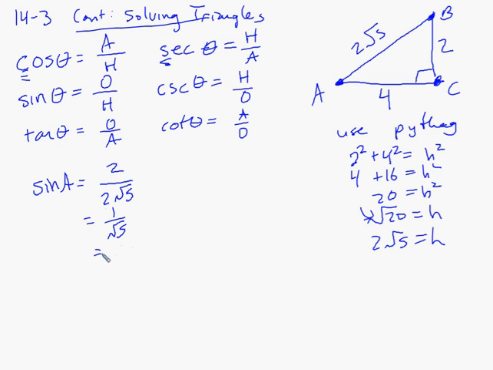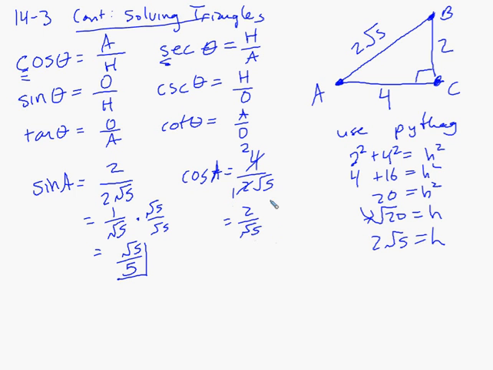Can I leave it like that? No. I rationalize. So to rationalize, root 5 times root 5, like this. So root 5 over 5. Okay, so that's the sine. Cosine. What's the cosine of A? 4 over 2 root 5. And then again, I can cancel those. So I have 2 over root 5. Can I leave it like that? No. So I rationalize. And I get 2 root 5 over 5. Alright, so that's the cosine.